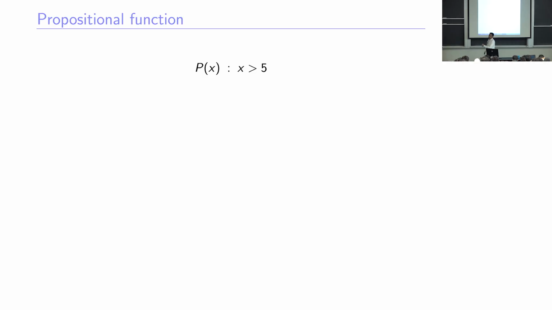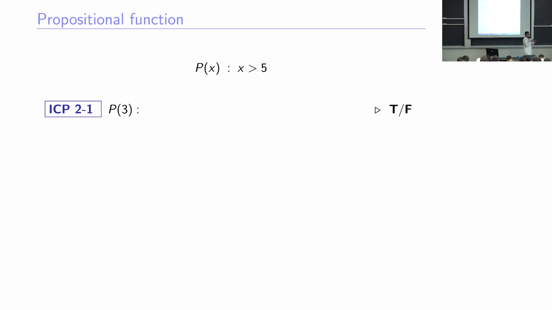P of x is x greater than 5. Is it true? We don't know. Until we know the value, it is not a proposition. So asking the truth value of this is not really a valid question. Okay? But when I give a value to x, then it becomes a proposition. Right? So P of 3. What is P of 3? Not the truth value. What is P of 3? Just pronounce, rephrase P of 3.